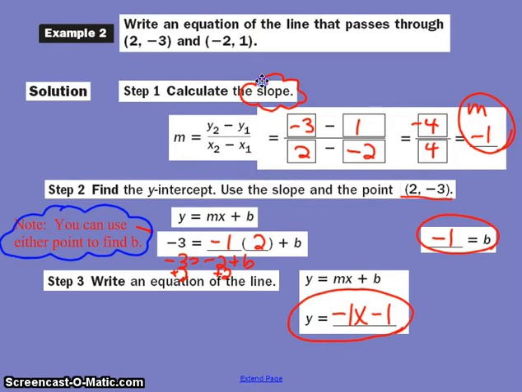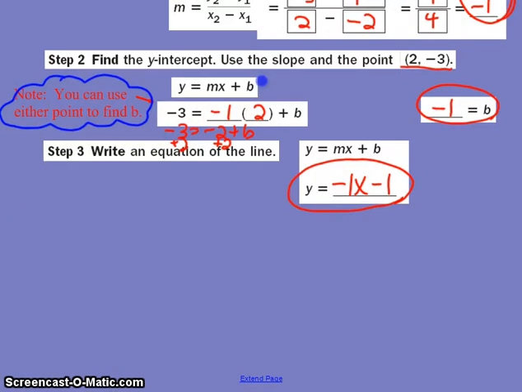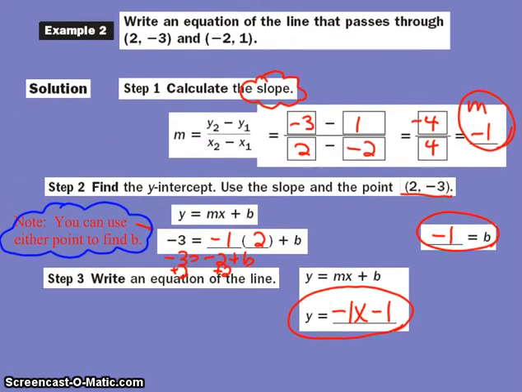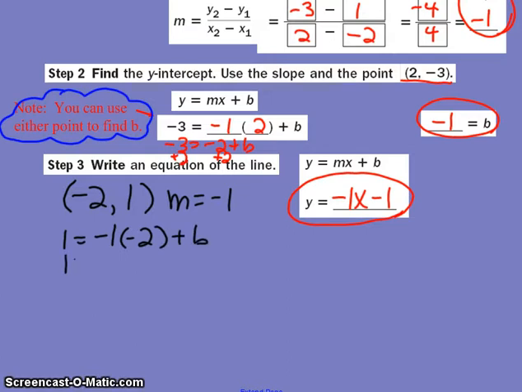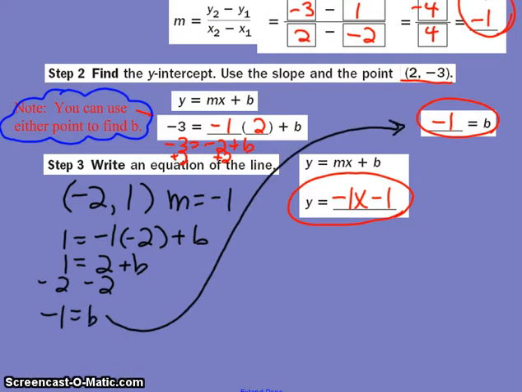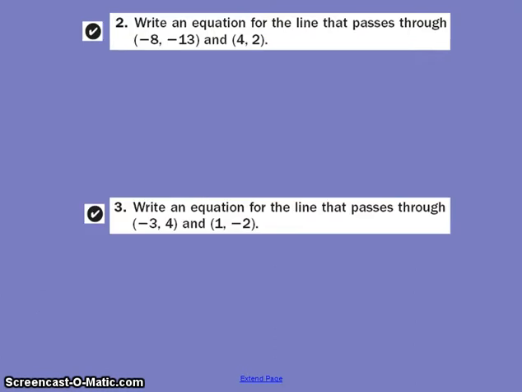If you would use the other ordered pair and instead plugged in the ordered pair of (-2, 1), your equation would look like this. So there's my ordered pair, and my slope equals -1. I would have 1 equals -1 times -2 plus b. So 1 equals 2 plus b, and b ends up equaling -1 again. It really does not matter which ordered pair you plug in.